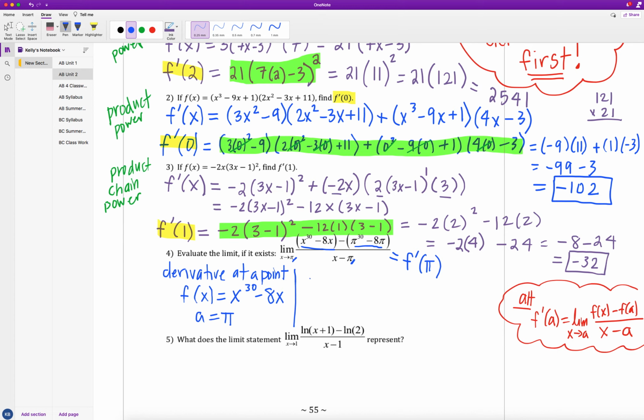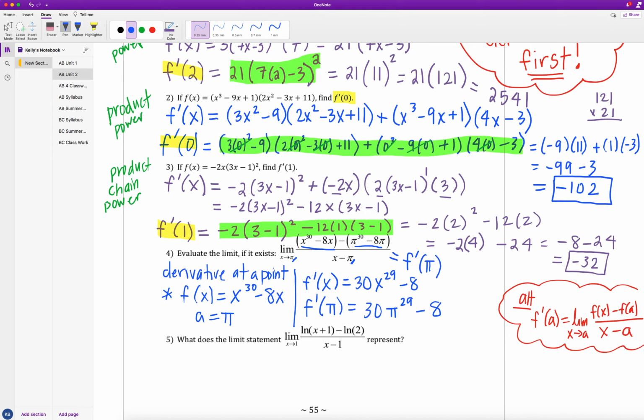To find f prime of pi, I need to first find a general derivative, which is why these questions are in this section. So first find your general derivative. What would f prime of x be for this function f of x? So for this function, we'd use the power rule, and I'd get 30x to the 29th minus 8 would be my f prime of x. Then to find f prime of pi, since pi is my a value, I can sub in pi in place of the x, and I'll get 30 times pi to the 29th minus 8. Now there's nothing that I can simplify down more than that.